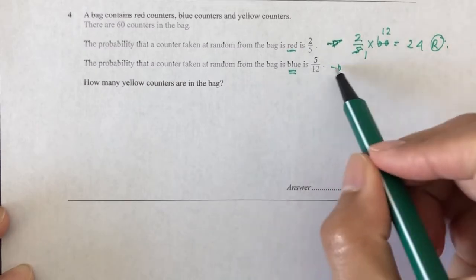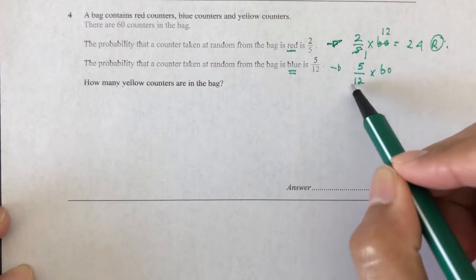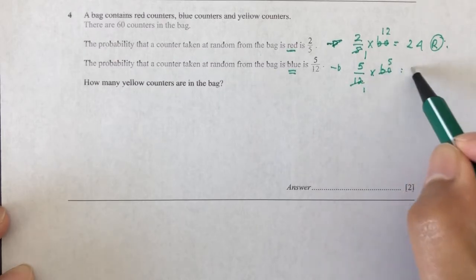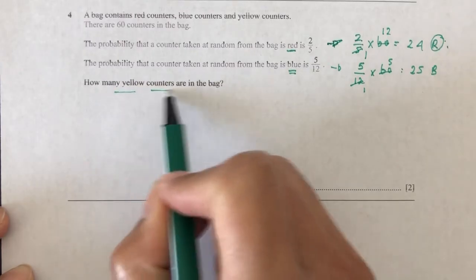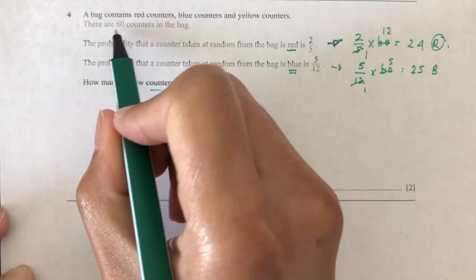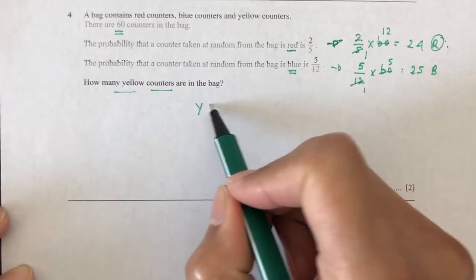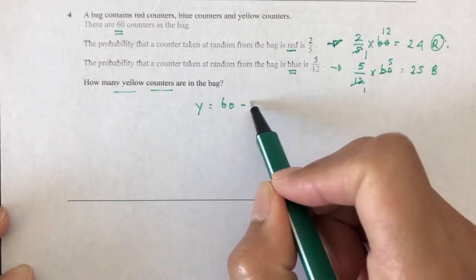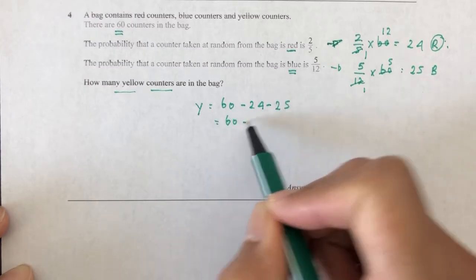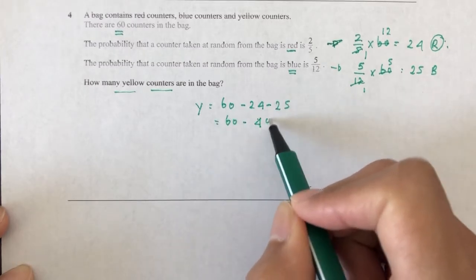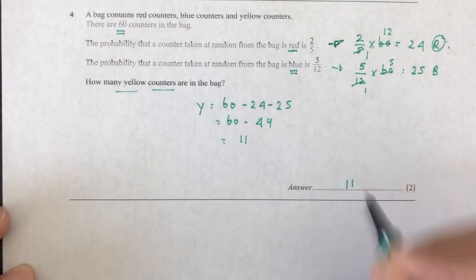So how many counters are blue? 5/12 times 60: 60 divided by 12 will be 5, times 5 is 25. So 25 are blue. So find how many are yellow counters. In total we have 60 counters, which means yellow will be 60 minus 24 minus 25, which is 60 minus 49, which is 11. So we only have 11 yellow counters.